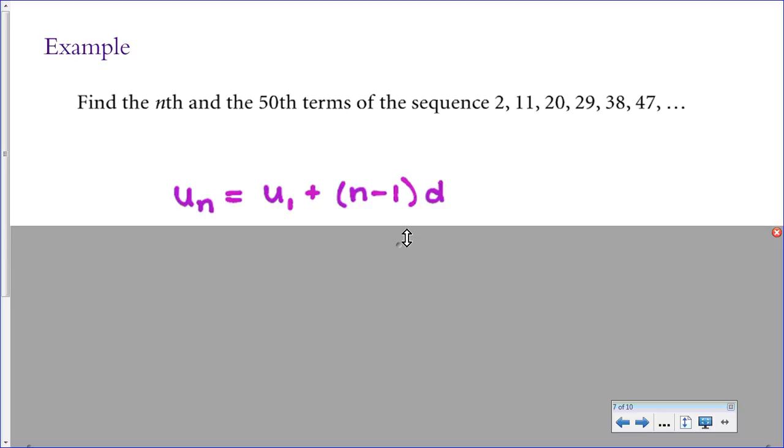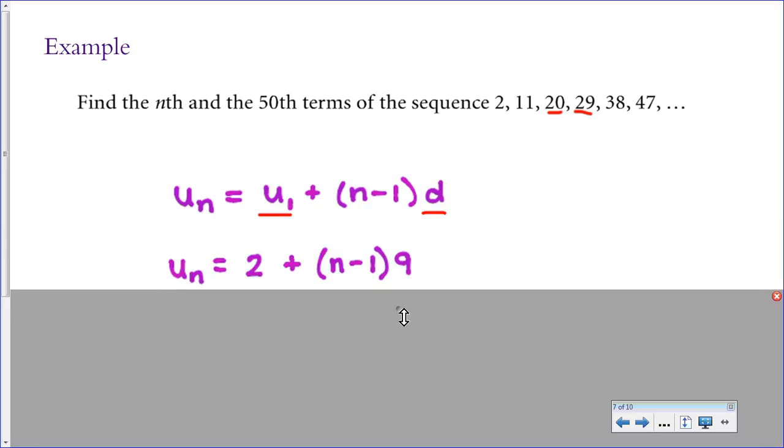In this sequence, what we're looking at, 2, 11, 20, 29, 38, and so on, we can fill in u sub 1 because that's the first term, right? And we know that the first term here is 2. And we can fill in d, which is the common difference. You should be able to see the common difference just by looking at an arithmetic sequence. If you ever have a hard time figuring out the d, you can always just take any term and subtract the one that came before it. So for example, I could take 29, I could subtract 20, and then I could figure out that d is 9. But you could probably figure out that d was 9 just by looking at it.